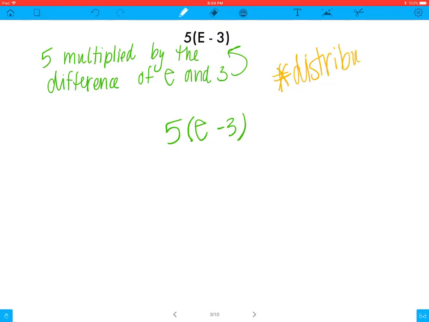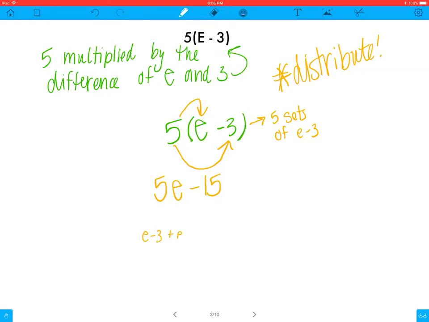Now, when I use the distributive property, we have to remember what we can give, we can take away. In this case, we're going to give 5 to distribute to the E and 5 to the 3. So 5 multiplied by E and 5 multiplied by 3, I get 5E minus 15 as a final answer. That's using the distributive property. Now, I can take away, and that's when I would find the greatest common factor and evaluate that way. So that also works. Or I could write it as 5 sets of E minus 3.